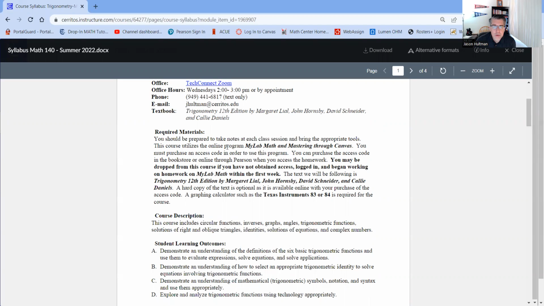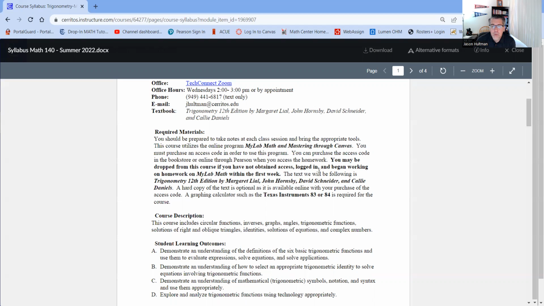This course utilizes the online program MyMathLab and Mastering through Canvas. You must purchase an access code in order to use this program. You can purchase the access code in the bookstore or online through Pearson when you access the homework. So when you access the first homework assignment, it will prompt you to purchase the access code. And you'll access not only the homework, but the quizzes and exams through that as well. You may be dropped from this course if you have not obtained access, logged in, and begun working on homework on MyMathLab within the first week.